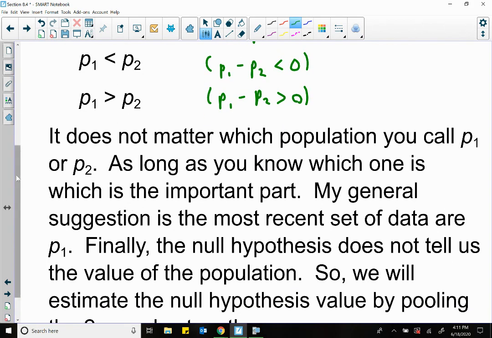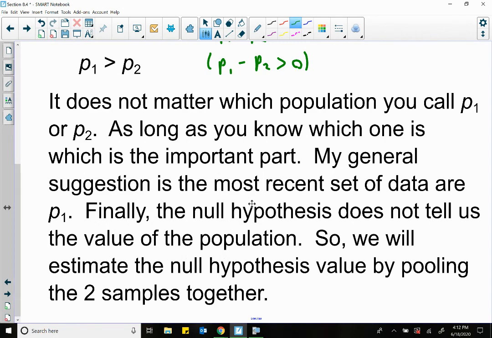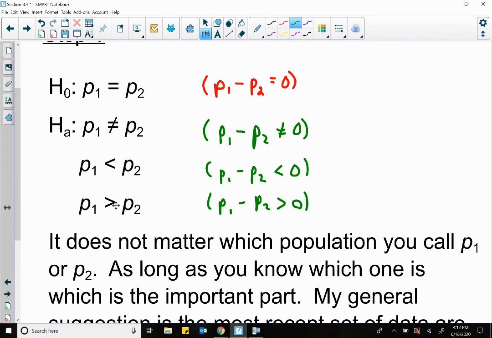All right. So because we do not know the value of the population, our null hypothesis doesn't tell us that. We're going to be pooling the two samples together and using those to create an estimate. And you'll see that here in just a second. Okay. Again, up here, you are not actually plugging into these. You will leave them the way they are. So the null hypothesis looks like this 100%. The alternative hypothesis looks like one of these three. Okay? Again, over here, this is the way that some of our technologies write it when it is a two-sample population. Okay?